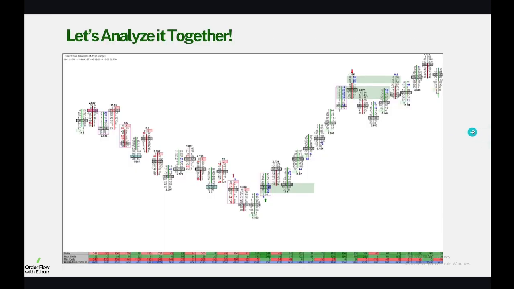So let's analyze this together. For example, we're not trying to find setups that happen every time. Here, for example, you've had trapped traders. Here, eventually the market went down. Then we got two POCs at the same level. Market went up, then gave us four stacked imbalances, went for a quick correction, and then it went up again.